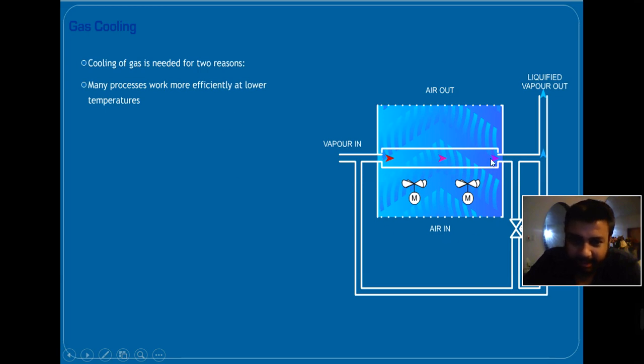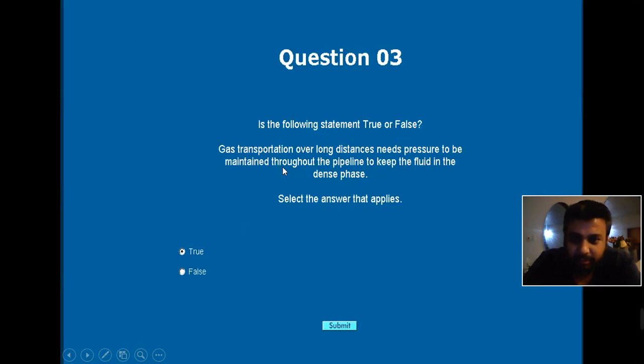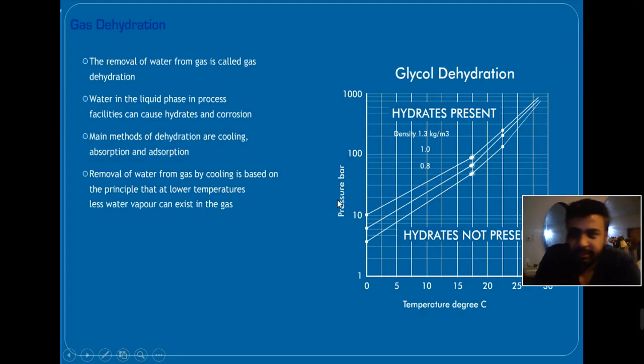This is the heat exchanger using the air. This is the normal form of heat exchange and reduction of temperature in the gas, which is happening here. Well, for cooling to sub-zero temperature, we definitely use turbo expansion. In order to transport the gas over the long distance pipeline, definitely we need the compression. This is again correct as mentioned here.